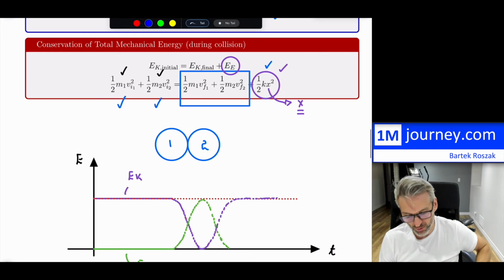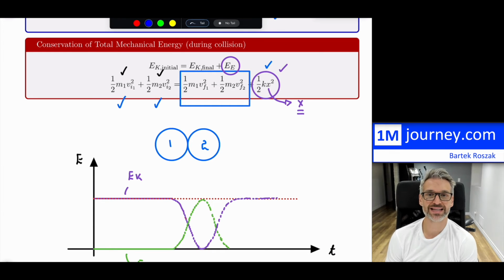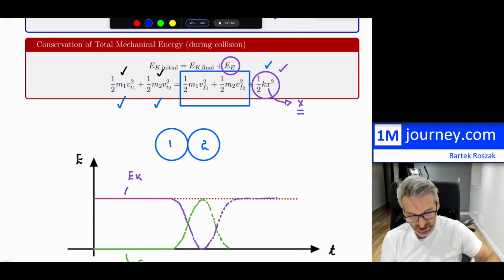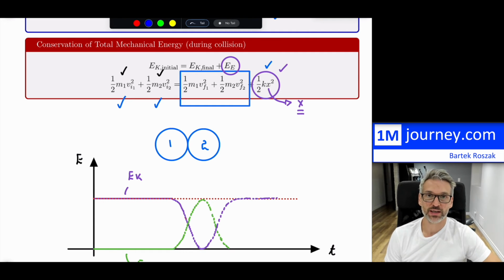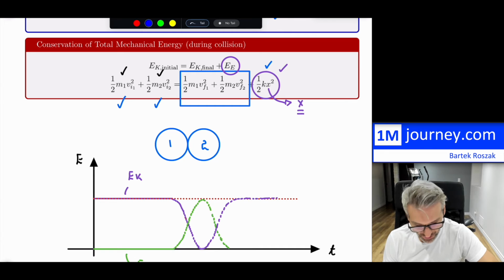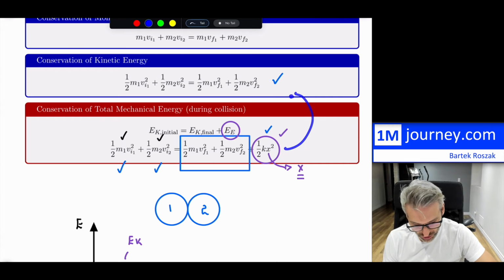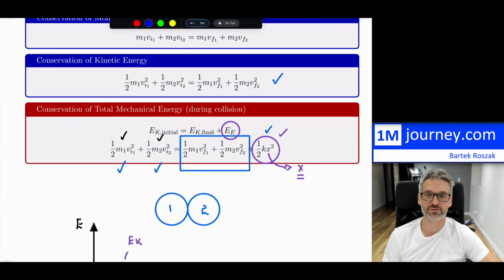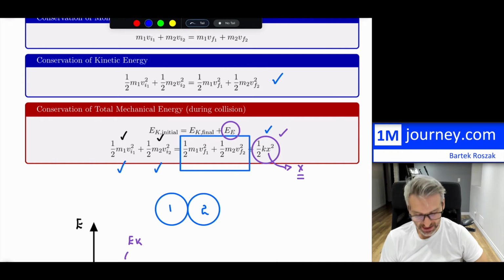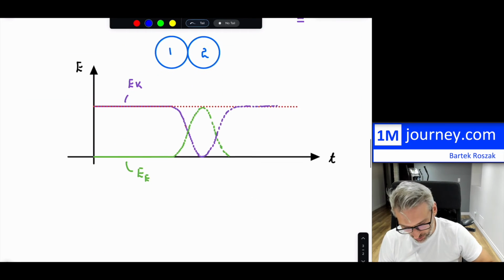So this is what we mean during elastic collisions, that the total mechanical energy remains conserved between them. And this equation right here is during a collision. After they separate, this term is now gone. There is no more energy stored in elastic energy, and it would just go back to our kinetic energy conservation. So that's what happens.